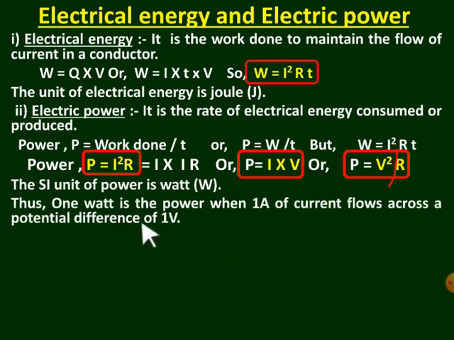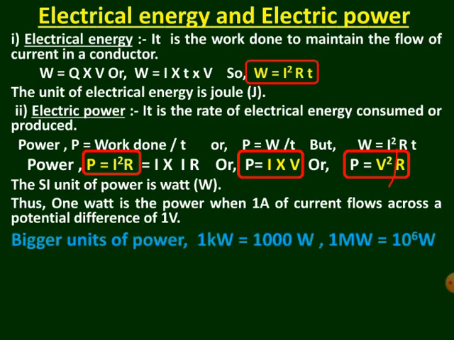1 watt is the power consumed when 1 ampere of current flows across a potential difference of 1 volt. We define it from here only. If this is going to be 1, then this must also be 1. So if it is going to be 1 watt, the current should be 1 ampere and the potential difference should also be 1 volt. So 1 watt is the power when 1 ampere of current flows across a potential difference of 1 volt. Got it?